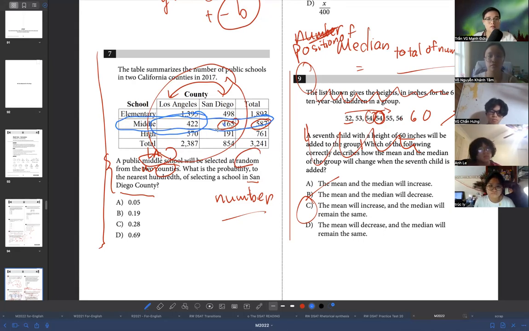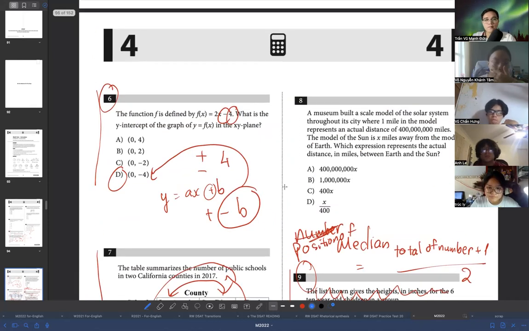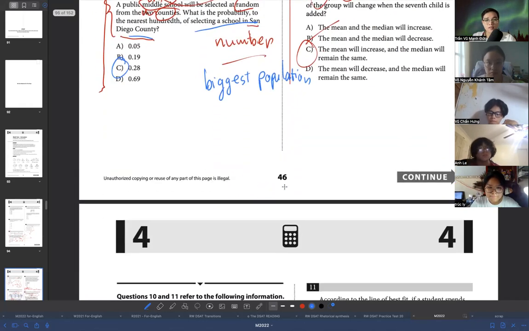All right, great. So basically you're just going to take the population in question, selecting a school in San Diego, divided by the biggest population. So San Diego will be 165, and the biggest population will be the total of this, which means 587. All right, so it's going to be C, correct? Great. That is essentially statistics.